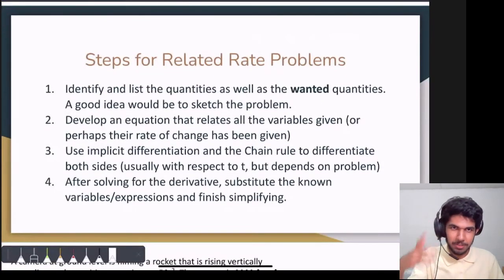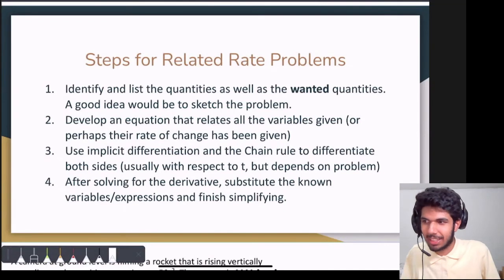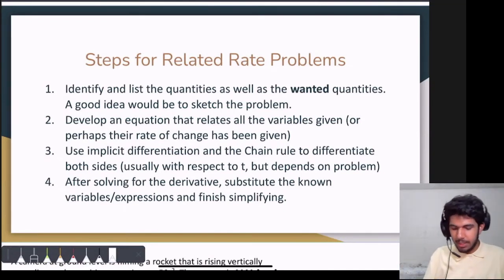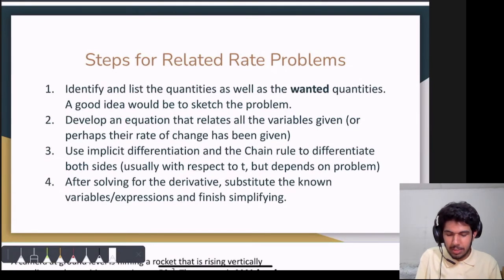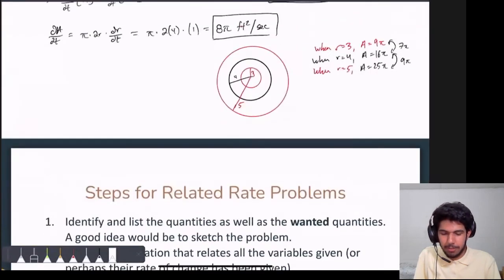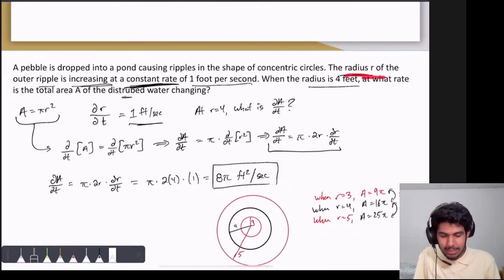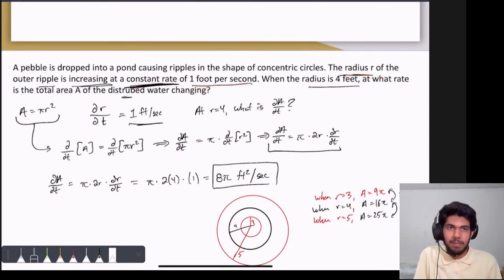So now I'll give you some steps for related rate problems. Feel free to write these down, take notes of it, remember them. First, identify and list the quantities given as well as the wanted quantities. Sometimes it's a good idea to sketch the problem, because usually these are real world problems. You can draw a picture. That always helps. Next, develop an equation that relates all of the variables given, or perhaps their rates of change have been given. So if you're given that, like previously, the radius has a constant rate of 1 foot per second, we started to think, okay, we need radius. That's how we came up with this equation.